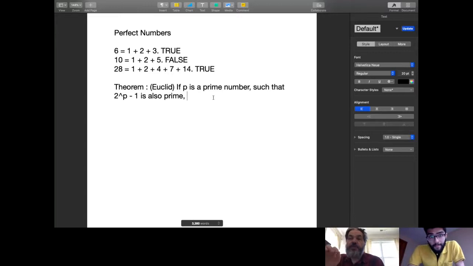But for those prime numbers p for which 2 to the p minus 1 is also prime, then the number 2 to the p minus 1 times 2 to the p minus 1, I just repeated myself, but one of these minus 1s is in the exponent: 2 to the p minus 1, the whole thing, times 2 to the p minus 1, and now p minus 1 is in the exponent. The exponent is p minus 1. So then the number is a perfect number.